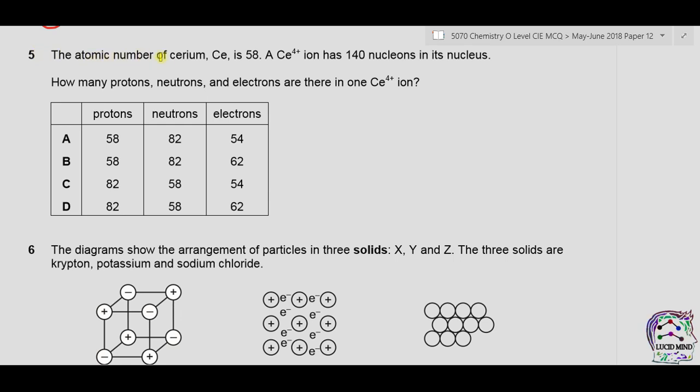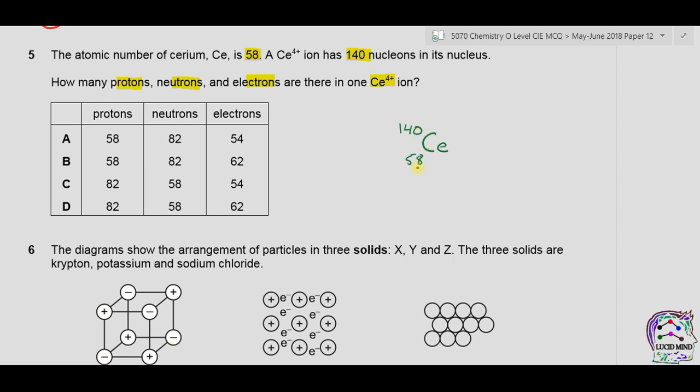Question 5. The atomic number of cerium is 58. A cerium plus 4 ion has 140 nucleons in its nucleus. How many protons, neutrons and electrons are there in one cerium plus 4 ion? Now we can write the given values. We have cerium, neutral. The proton number is 58. Atomic number is also the number of protons. The nucleon number is 140. So we can write 140.